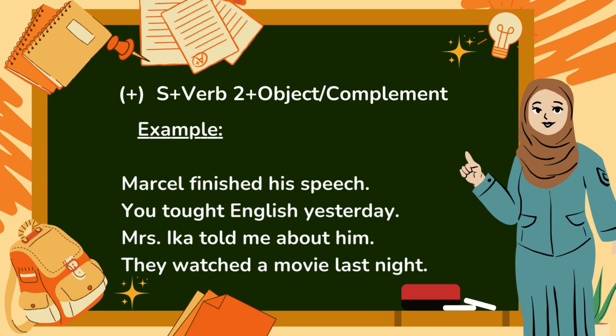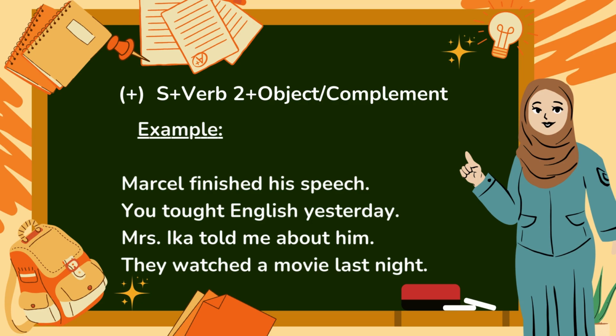The pattern of a positive sentence: subject plus verb 2 plus object or complement. Example: Marcel finished his speech. Marcel here is the subject, finished is verb 2, and his speech is the object. You took English yesterday. You here is the subject, took is verb 2, and English is the object. Yesterday is a time signal of past tense.